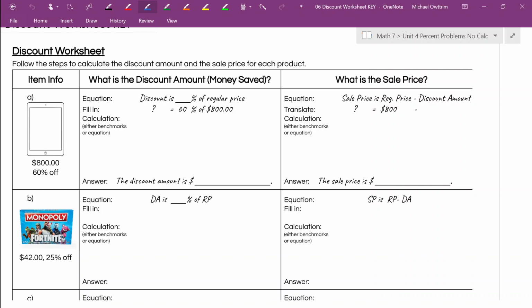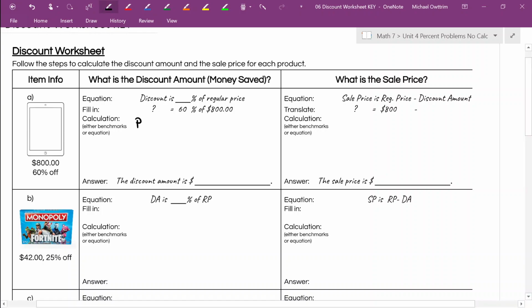In question 8, we have a little bit of the work done for us. We have our template that our discount is going to be some percent of the regular price. Since our product is 60% off with a regular price of 800, we know that our discount is going to be 60% of 800. There are, of course, a few ways we could calculate 60% of 800. We could either use benchmarks or our equation.